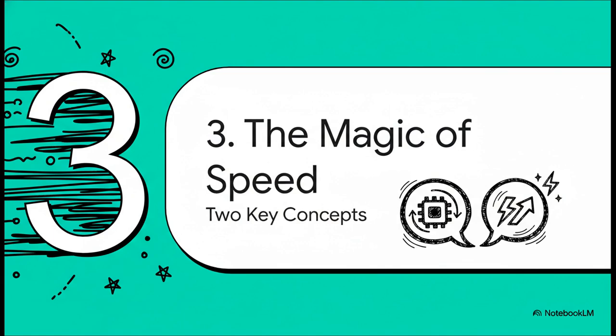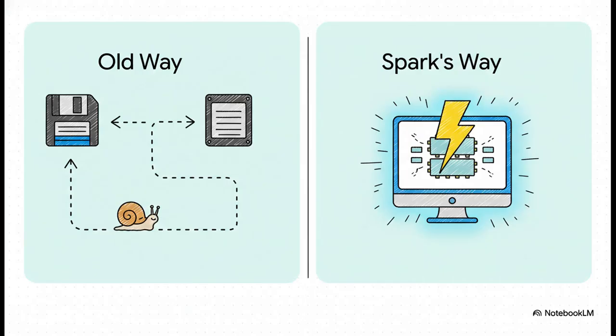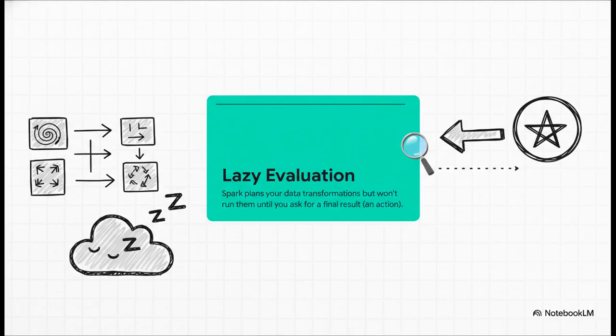It actually comes down to two kind of magical core concepts. First up is in-memory computation. See, older systems like Hadoop MapReduce were constantly reading and writing data to the physical hard drive between every single step, and hard drives are slow. Spark, on the other hand, tries to do as much work as possible in RAM, in memory, and that is dramatically, unbelievably faster.